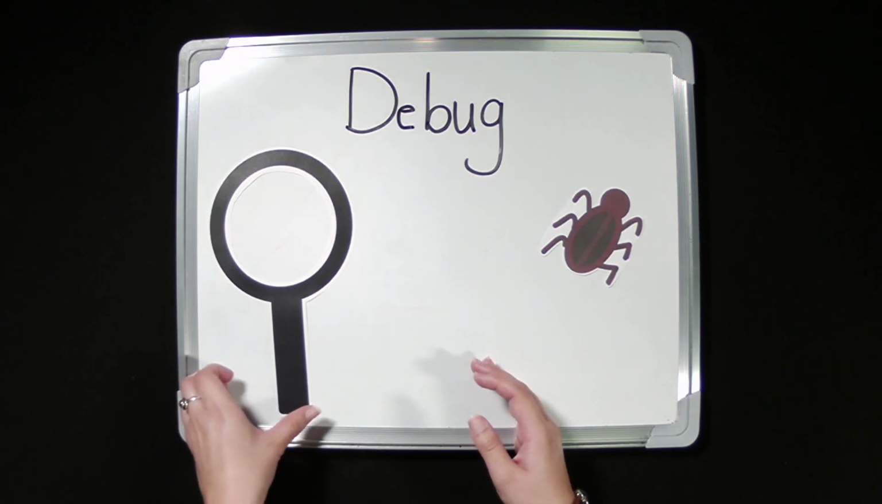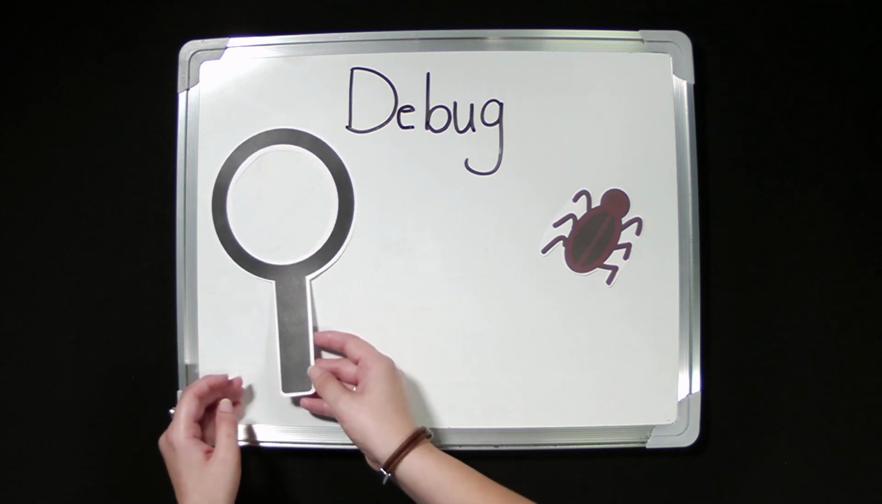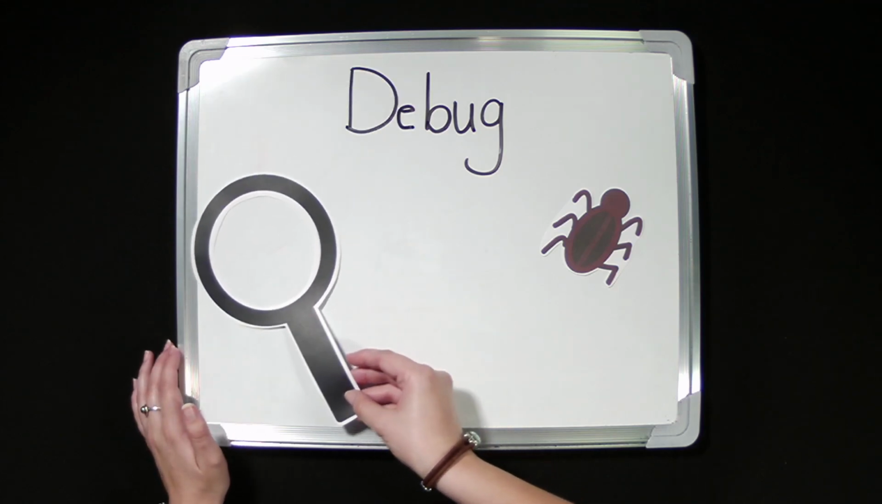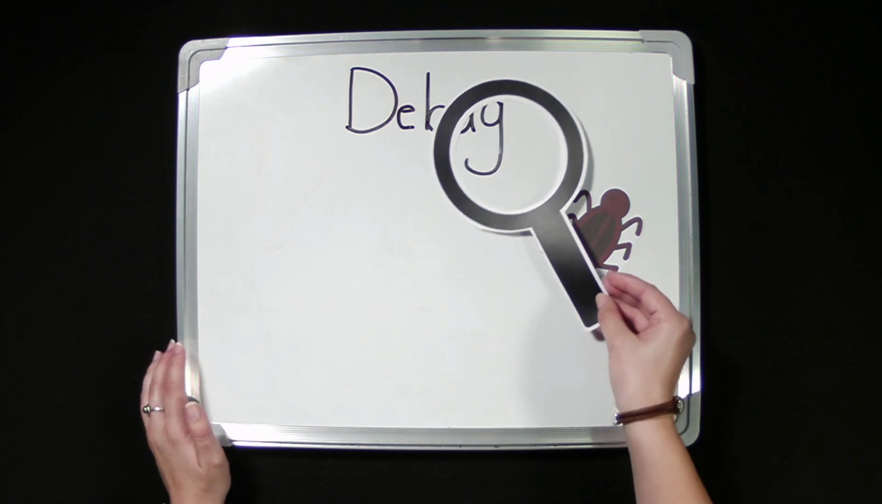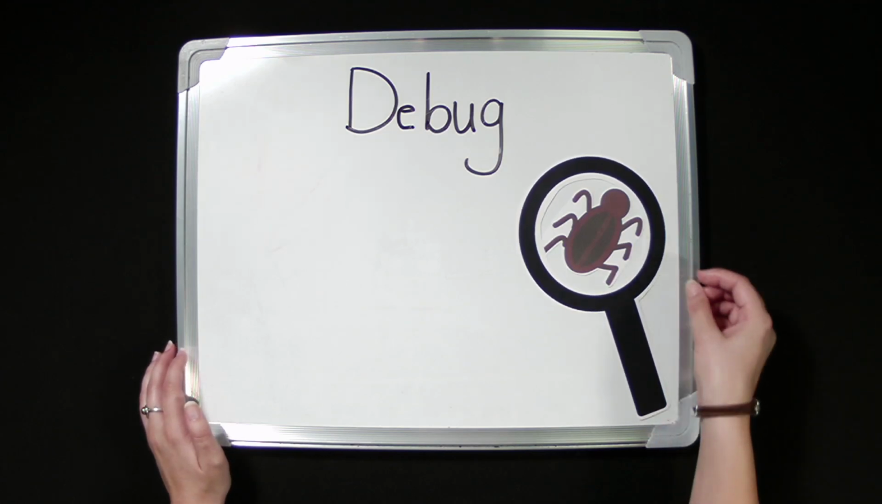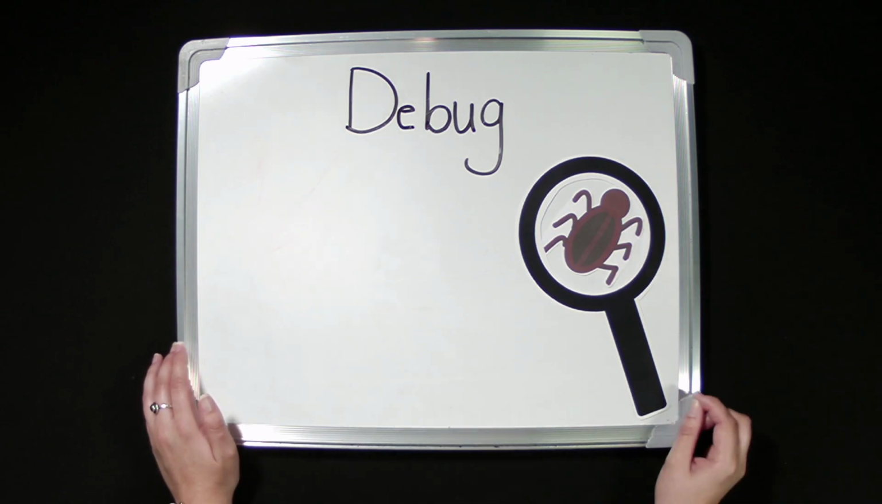So what we're going to do is use our cute little magnifying glass over here, and we're going to search for any bugs. All right, so we're looking, and just like we're looking here, we would look through our code. Oh, I found a bug. Okay, now that we know where our bug is, we can fix it.